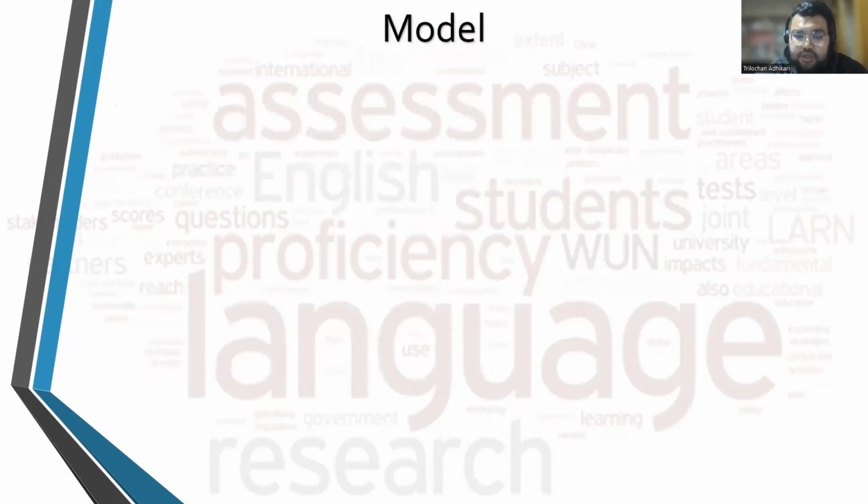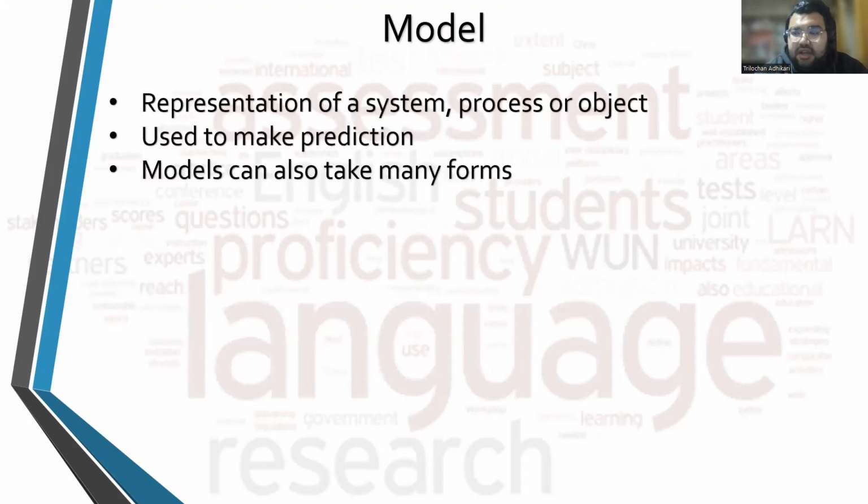So the next is model. Model is an important part of the language of research. In research, a model is a representation of a system, process, or object that can be used to help understand and explain some aspects of the real world. Models can be used to make predictions, help explain cause and effect relationships, and assist in decision making. Models can take many forms, including mathematical equations, physical replicas, computer simulations, and conceptual diagrams.